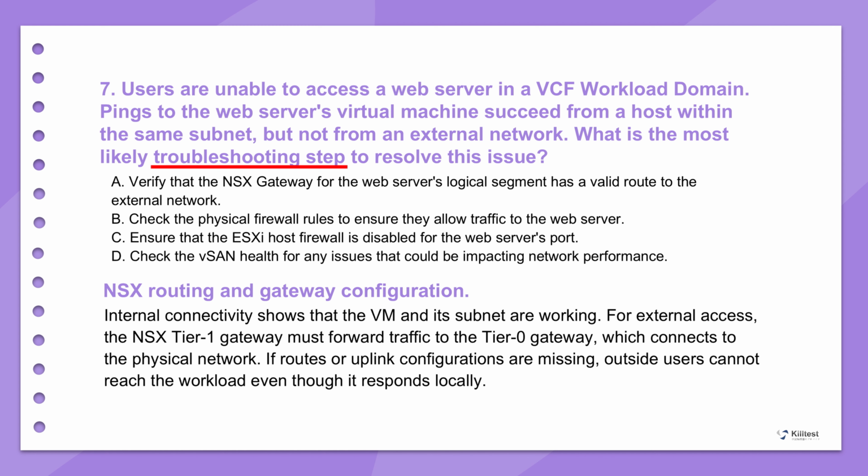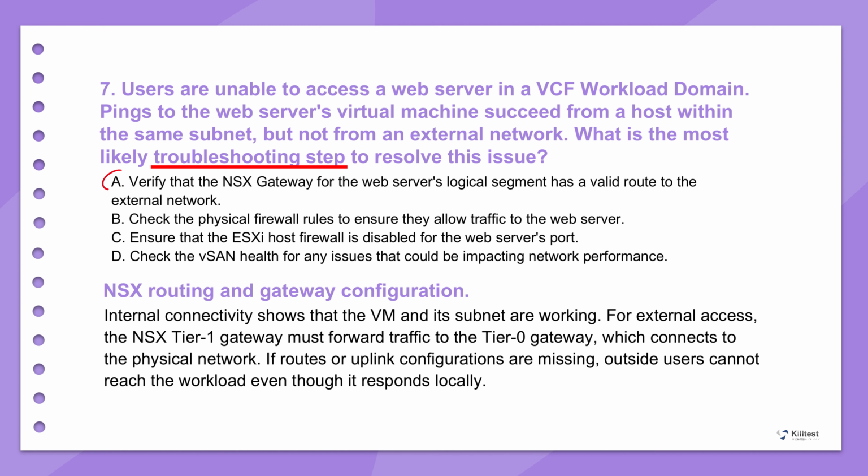Exactly. It's a north-south traffic problem, and in VCF, that means looking at NSX. The most likely first step is to check the NSX gateway, usually a Tier 1, maybe connected to a Tier 0. The gateway serving that web server's logical segment? Precisely. You need to verify that that gateway has a valid route to the external network, and just as importantly, that the external network knows how to route back to the subnet advertised by that gateway.